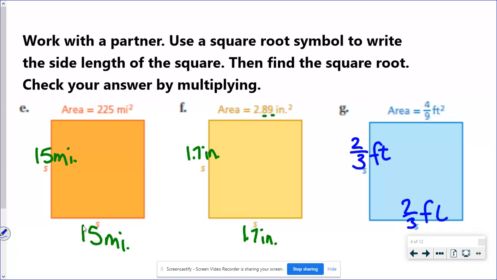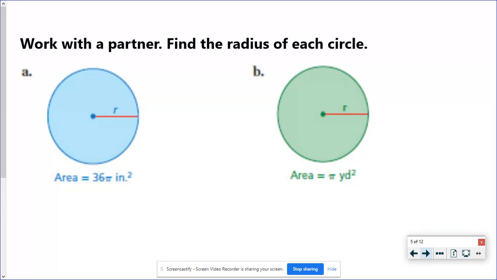Now, kind of a ridiculous measurement. We would absolutely not see that very often. 2/3 of a foot, that'd be 8 inches. That'd be much easier to work with, but whatever.